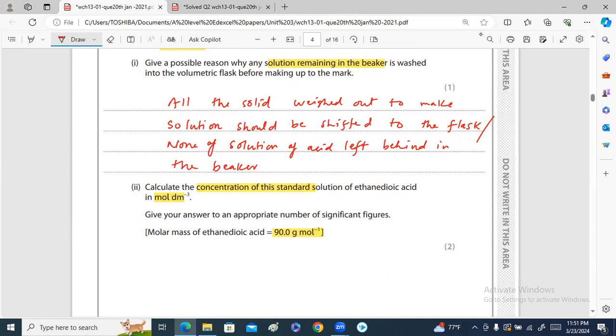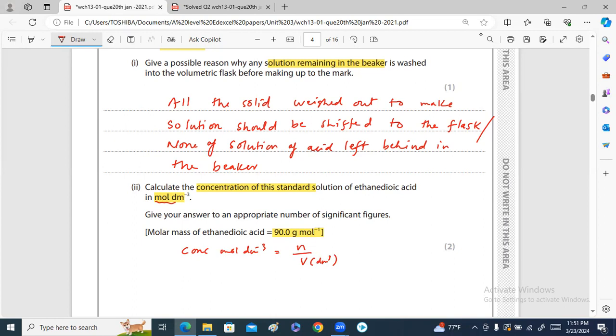The next part is calculate the concentration of this standard solution of ethane dioic acid in moles per dm cube. Give your answers to the appropriate number of significant figures. The molar mass of ethane dioic acid is 90 grams per mole. If we look at the formula of the concentration, the unit gives us the idea: moles per dm cube is moles over volume, and the volume must be in dm cube. For calculating the concentration, we must have moles.